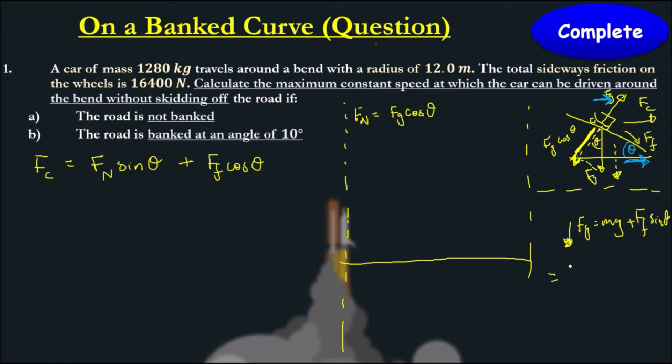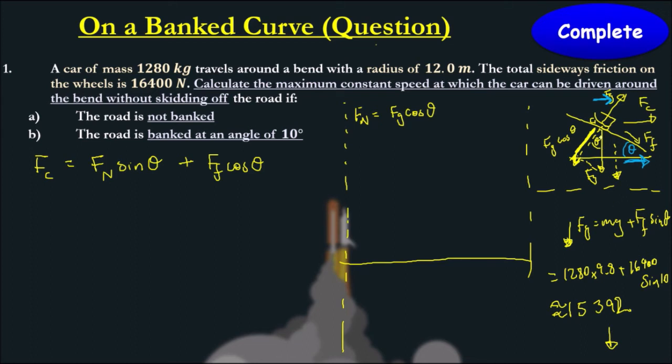Okay, so here we have 2,800 times 9.8 plus our friction force times the sine 10 component, and that gives us, let's quickly have a look, about 15,391.92, roughly around that margin there. So that's the total force coming down, okay?